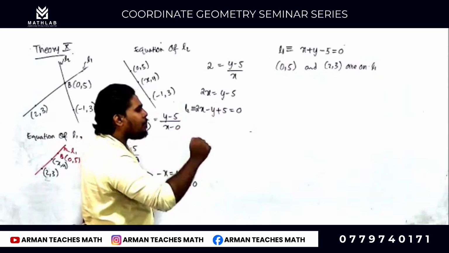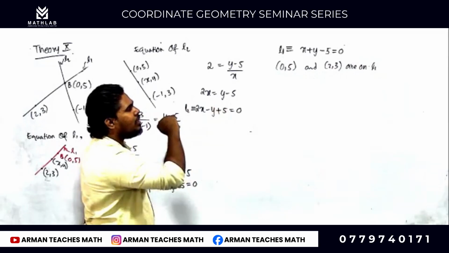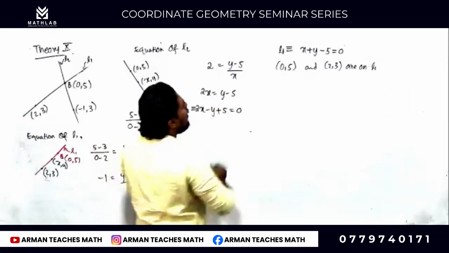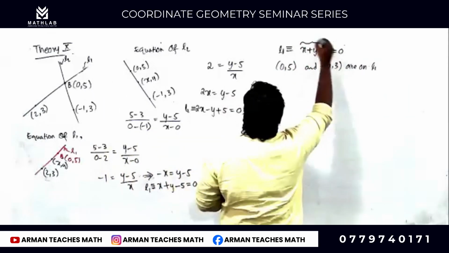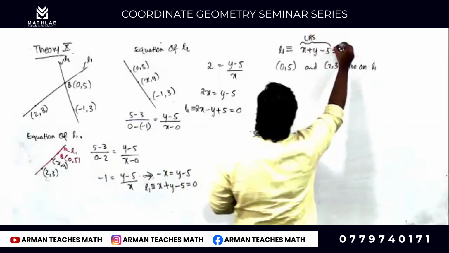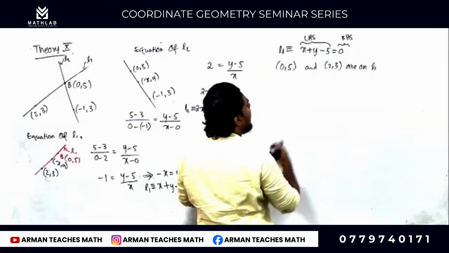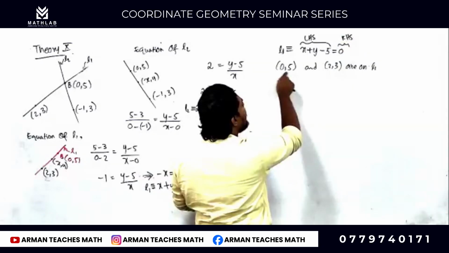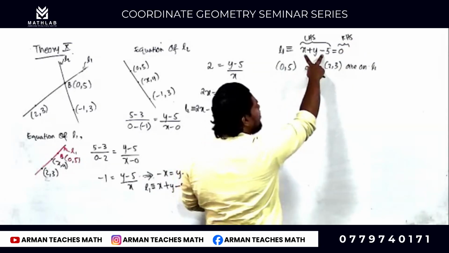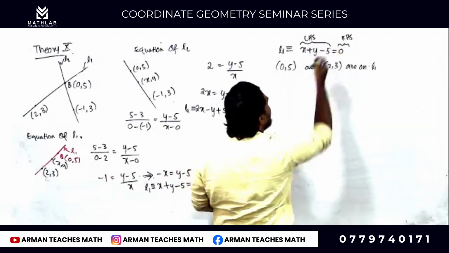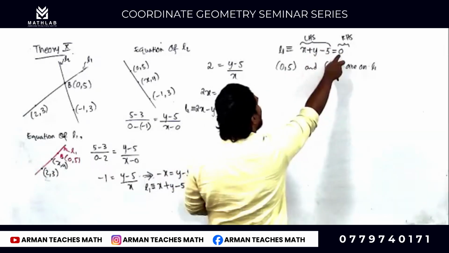A point on a straight line, its coordinates satisfy the equation. If I take the left hand side and right hand side of the equation, when we substitute these values, whatever value you simplify and get from here must be equal to the right hand side value. Basically, when we substitute, this side must become 0.